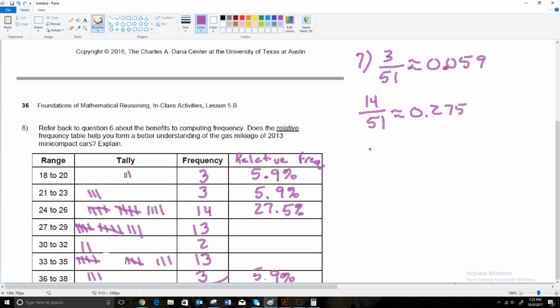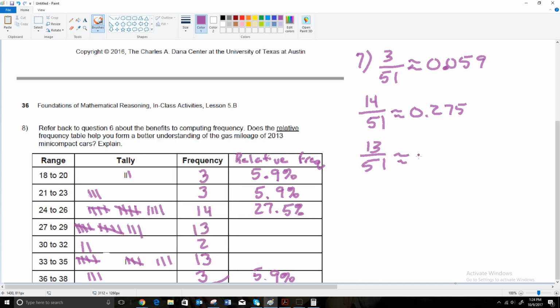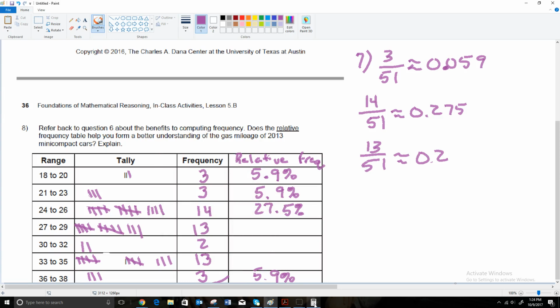We have 2 data values that are 13 out of 51. So 13 out of 51 would be 0.255. Again, that 4 is going to round up to 5 because of the 9 following it. So this is 25.5%. And this would also be 25.5% since it's also 13.